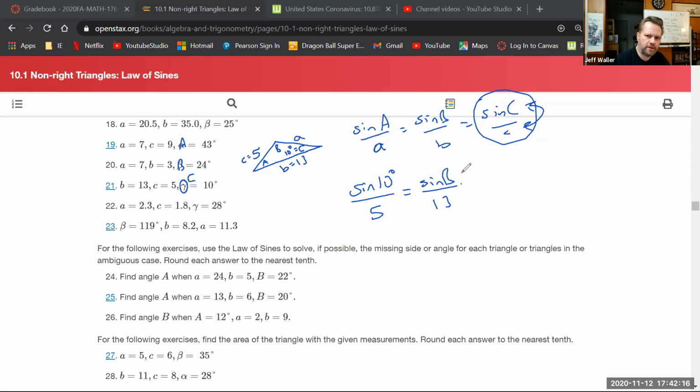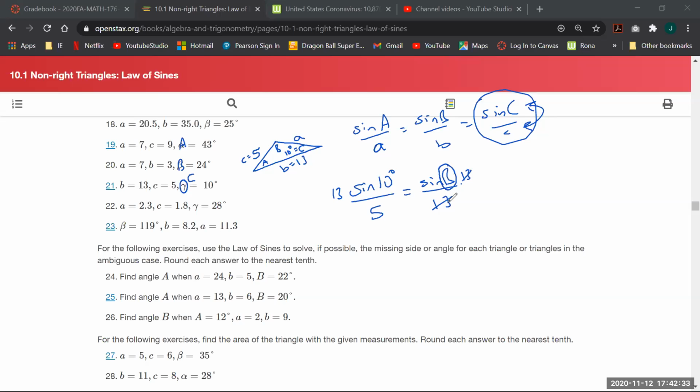That's right, kids. I multiply by 13. Bueller. Is everybody cool with that? And then what do I do? How do I solve for angle B? Multiply by the reciprocal.